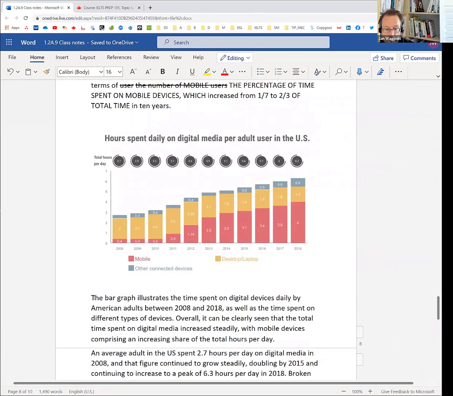Okay, here we go. The bar graph illustrates the time spent on digital devices daily by American adults between 2008 and 2018, as well as the time spent on different types of devices. Overall, it can be clearly seen that the total time spent on digital media increased steadily, with mobile devices comprising an increasing share of the total hours per day. Comprising is a word that comes up all the time. Synonyms include constituting and making up.